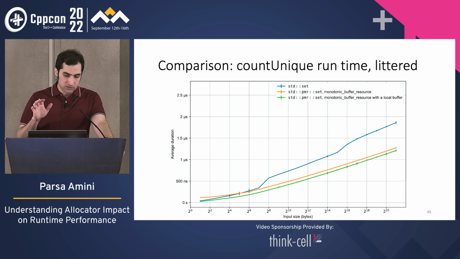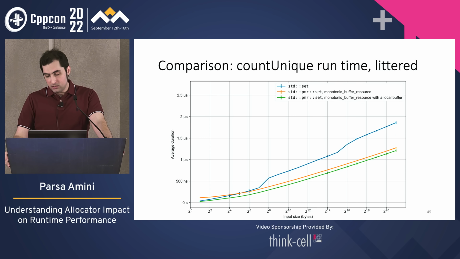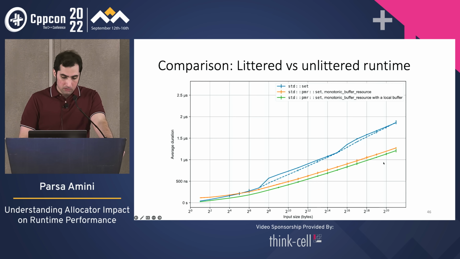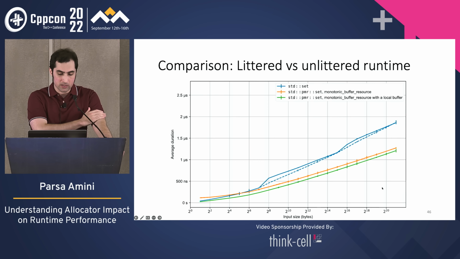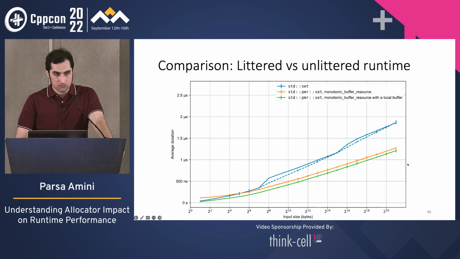Same code, count unique, contenders. We're looking at the runtimes, and this is the littered case. How does this compare to the unlittered case, the original? We can see that the monotonic buffer resource, contender 2 and contender 3, where we had PMR set with a monotonic buffer resource and the one with the local buffer, are not really affected, but the original case is. So we have managed to protect against diffused allocations.